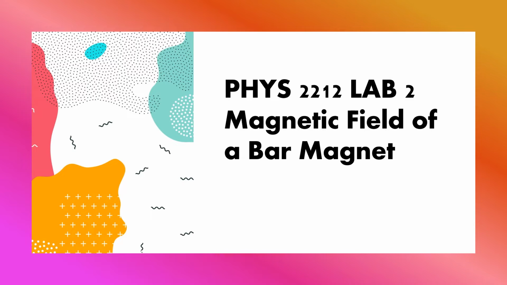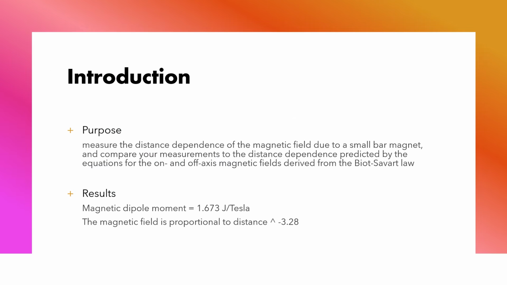This is Physics 2212 Lab 2, Magnetic Field of a Bar Magnet. This experiment is going to measure the distance dependence of the magnetic field due to a small bar magnet, and compare your measurements to the distance dependence predicted by the equations for the on and off axis magnetic fields derived from the Biot-Savart law.